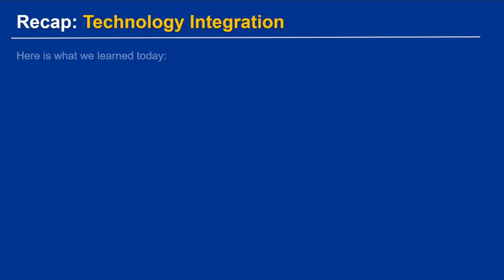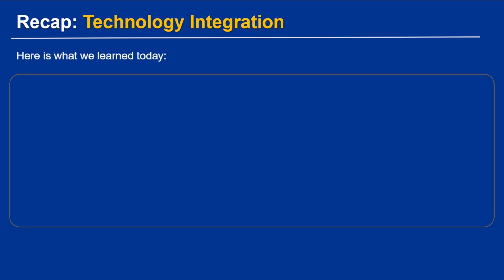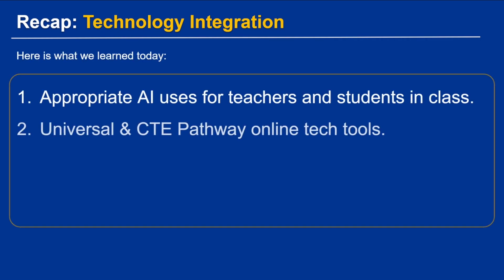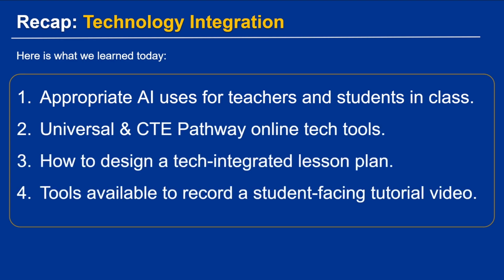So let's recap everything we have learned today. We discussed appropriate AI use for teachers and students. We explored universal and CTE tech tools. We learned how to start designing our tech integrated lesson plan, focusing on literacy and higher order thinking. And we previewed a recorded lesson and talked about the various tools you can use to start recording your demos.